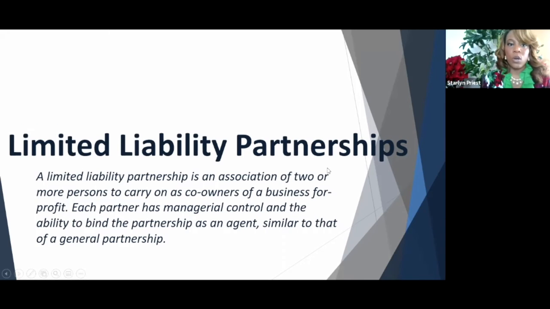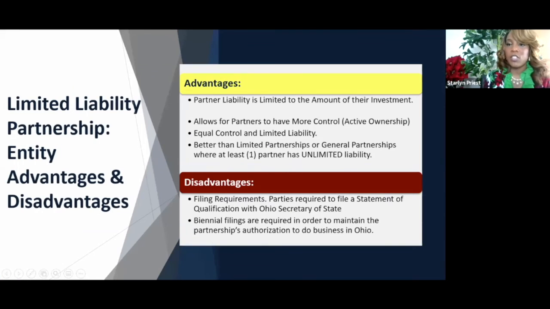Limited liability partnerships. With this partnership entity, each partner has managerial control and the ability to bind the partnership as an agent. So it's more of a shared control here. That can be appealing because a partner's liability is limited to the amount of their investment, so everyone gets to take advantage of that. It allows partners to have more control, so everyone has active ownership. They're not limited, for example, like a limited partner in a limited partnership entity. They have equal control and limited liability. And it's better than the limited partnerships or general partnerships where at least one partner has unlimited liability. The disadvantage would be filing requirements.